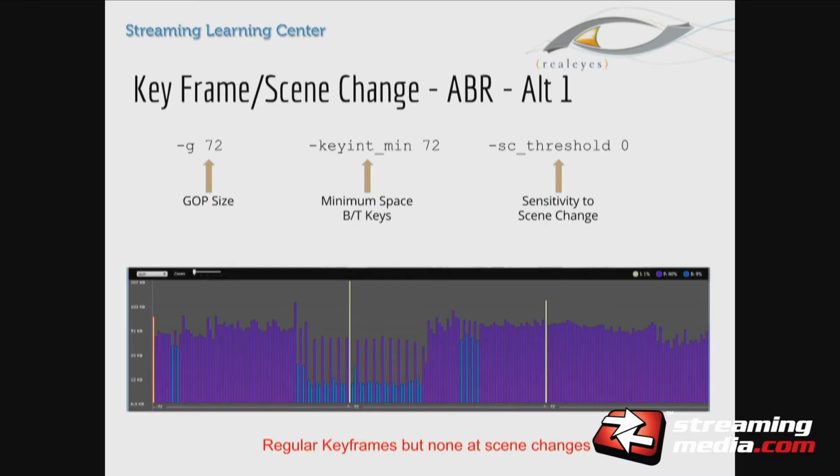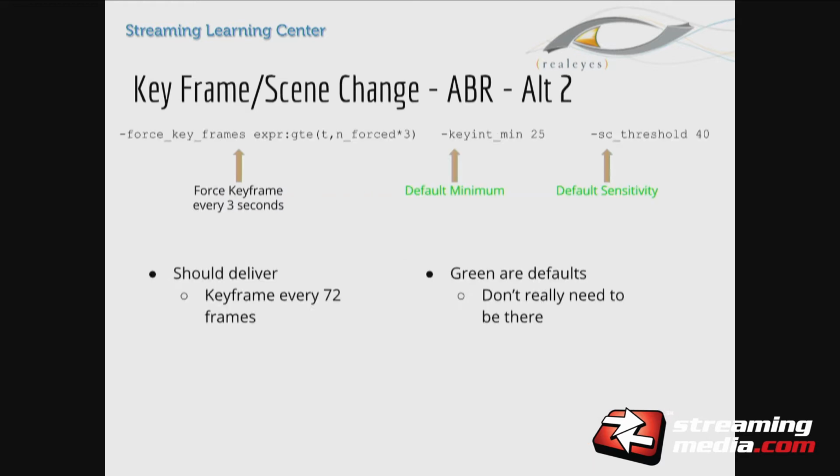So how do you get keyframes at scene changes plus the regular keyframes at 72 frames? We'll see that in a second. This is what I get if I use these commands. Again, in Telestream Switch, I get keyframes at every 72 frames, and that's what I want for regular stream switching within the ABR algorithms.